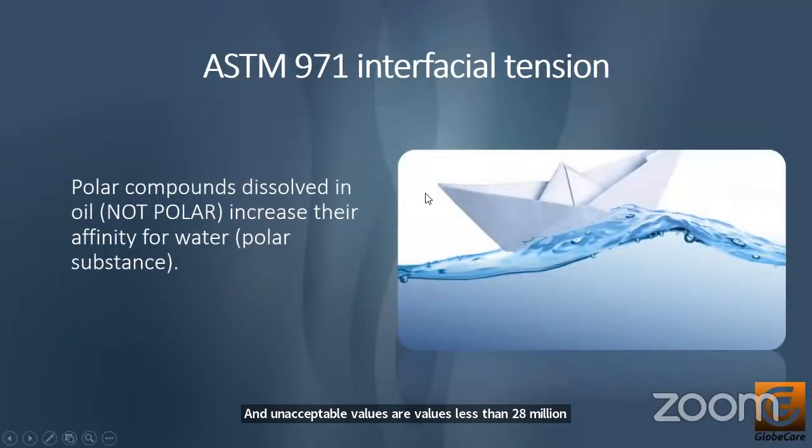Another characteristic and another problem is that polar compounds increase the affinity of oil for water. As I mentioned, oil is a non-polar compound and water is a polar compound. This degrades the electrical insulating performance of the oil. It is very important to keep these values under control in our systems.